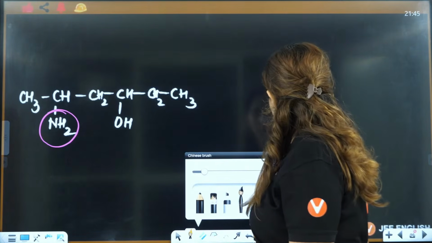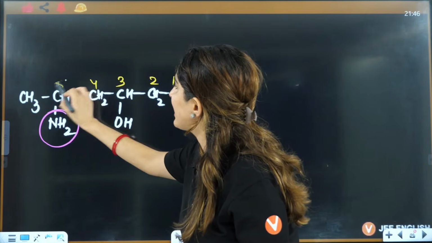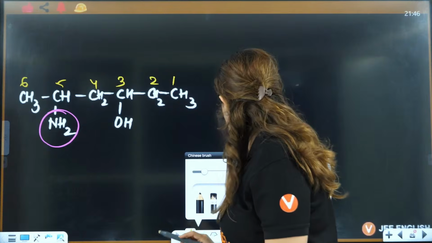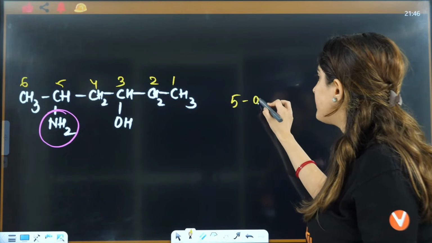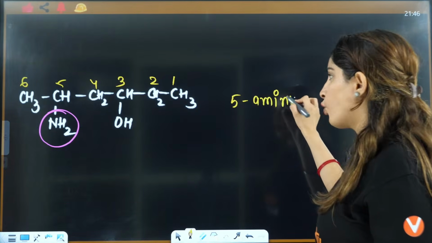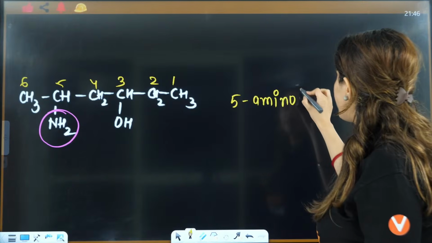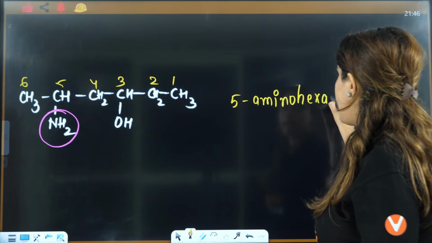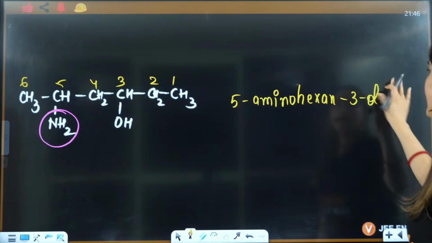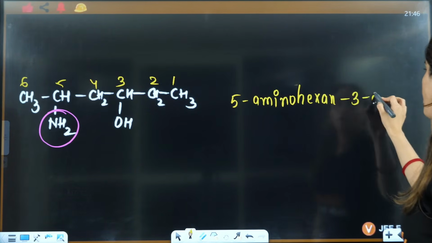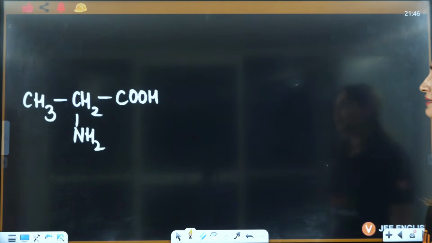So here what you will do, this will be 1, 2, 3, 4, 5 and 6 here. And students, here I am going to write 5 amino hexane 3-ol. Hexane 3-ol. Isn't it? Yes, ma'am, and that's done.